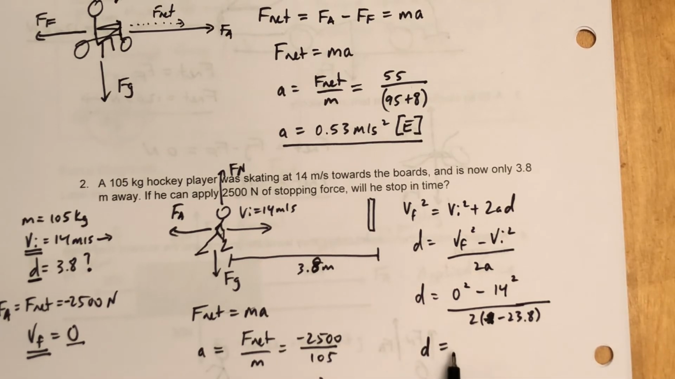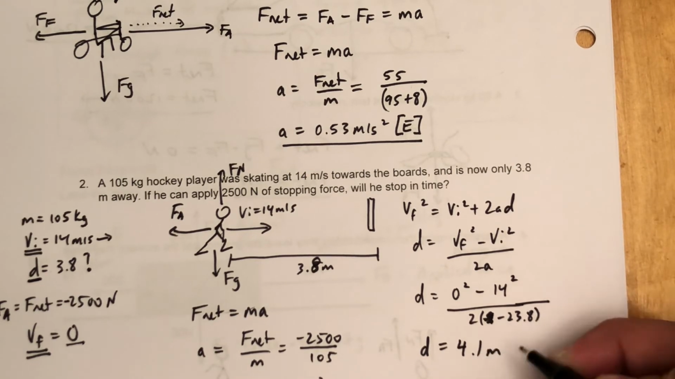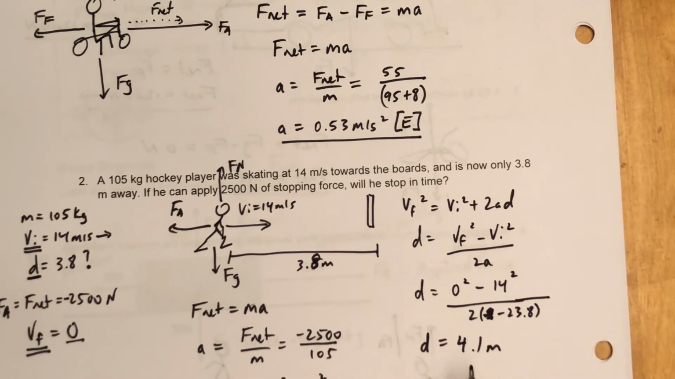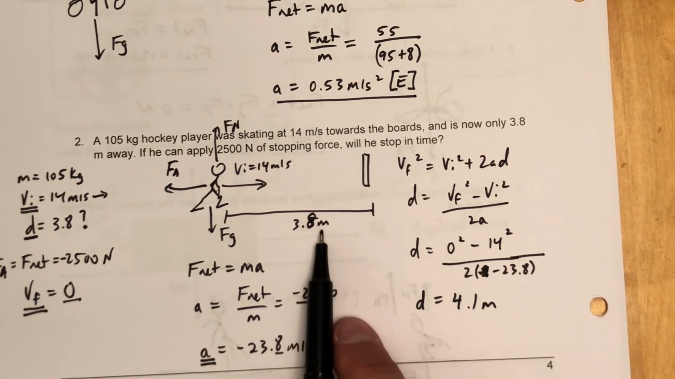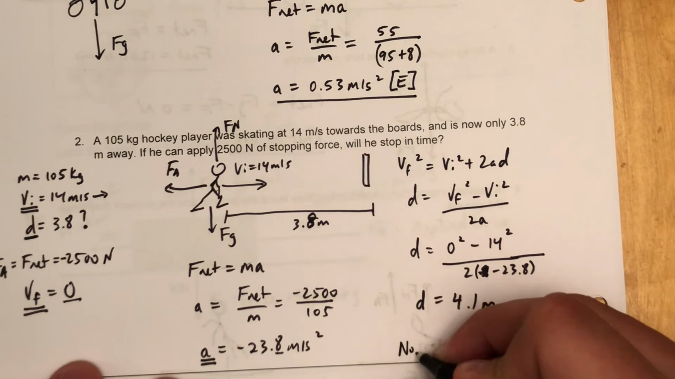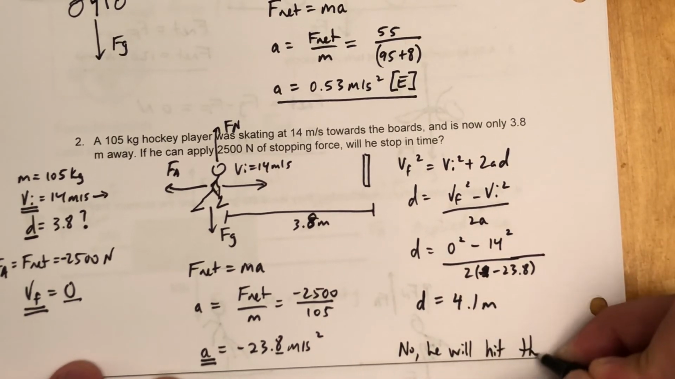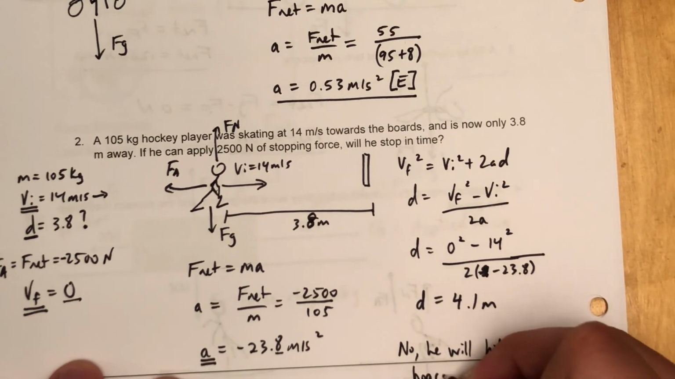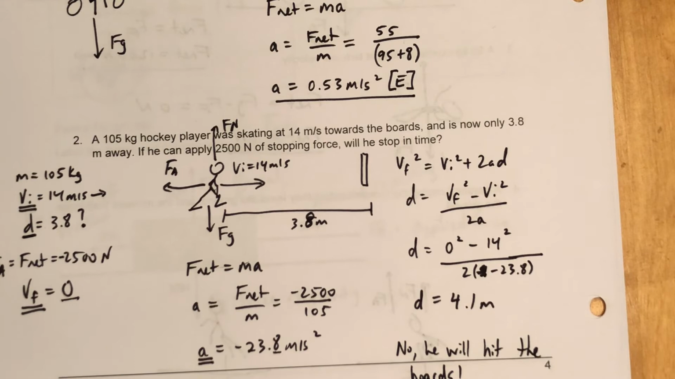And so our final displacement is actually going to be 4.1 meters. So if it takes him 4.1 meters to stop, but he only has 3.8 meters to stop in, will he stop in time? No. He will hit the boards. He's going to hit the boards.